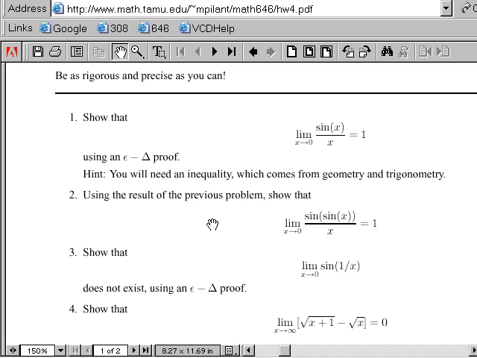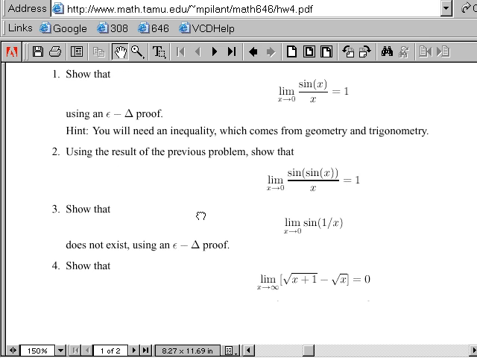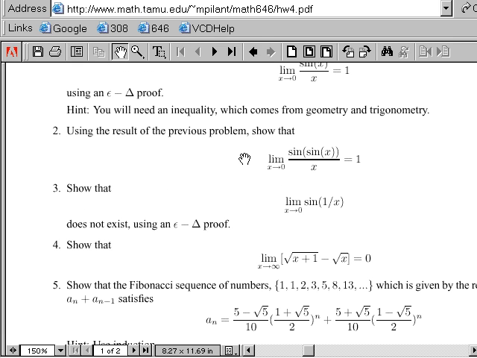As a hint, you might want to write this on a unit circle and then use some inequalities that come from inscribed and circumscribed polygons and triangles, the definition of radian measure, and some inequalities that come from geometry and trigonometry. I can post some hints later on, but it's a very standard proof.